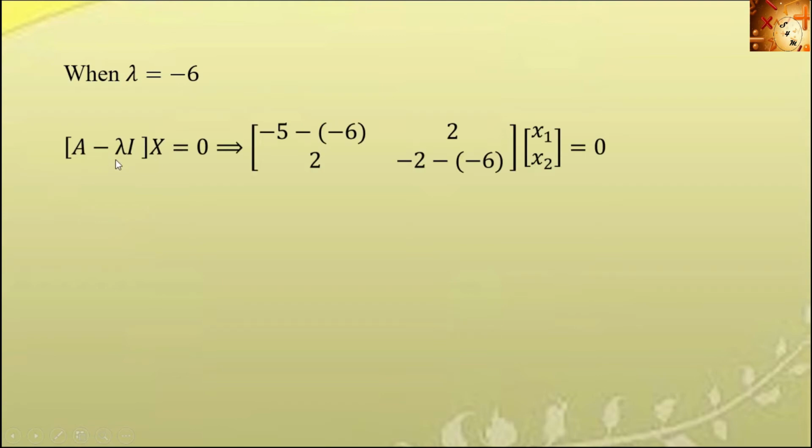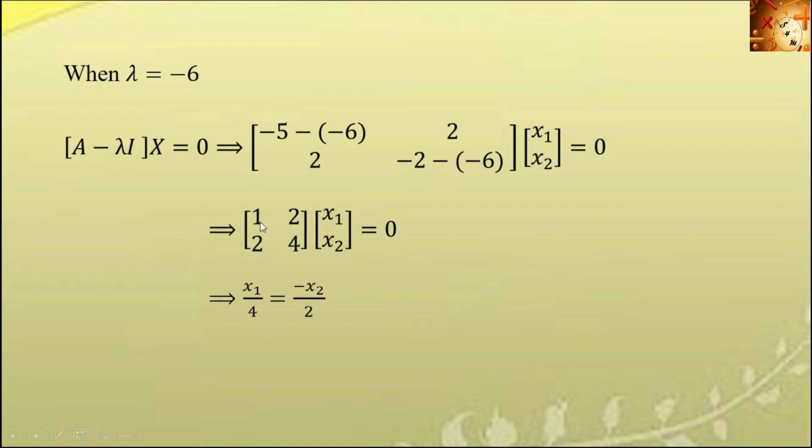Similarly, we can find the eigenvector corresponding to lambda equal to -6. Matrix (A minus lambda I) into x equal to 0 implies [-5 minus -6, 2; 2, -2 minus -6] into the vector [x1, x2] equal to 0. This implies the matrix [1, 2; 2, 4] into [x1, x2] equal to 0.